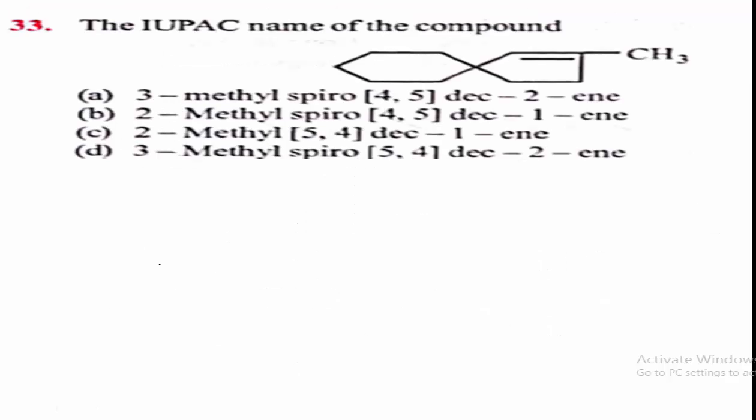Okay, students, next question number 33. Observe carefully here. Which type of compound is it? It is one of the spiro compounds. We know already, but one of the substituent groups with a double bond is present in the given structure.